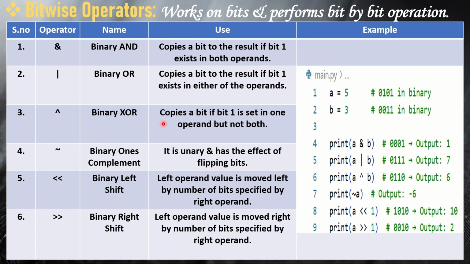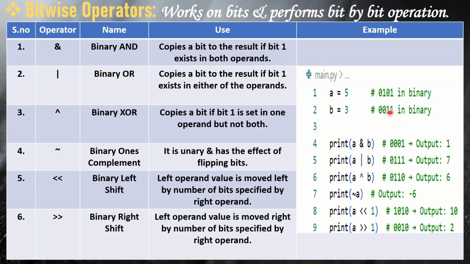Similarly, we have binary XOR. The binary XOR operator copies a bit if the bit 1 is set in one of the operands, but not both. If the bit 1 is present in one of the operands, then it copies that bit to the result. But if the bit 1 is present in both operands, then the result will be 0. So if I perform the binary XOR operation between a and b, it results in 0, 1, 1, 0. Looking at a and b, in the last place 1 is present in both the operands, so it results in 0.